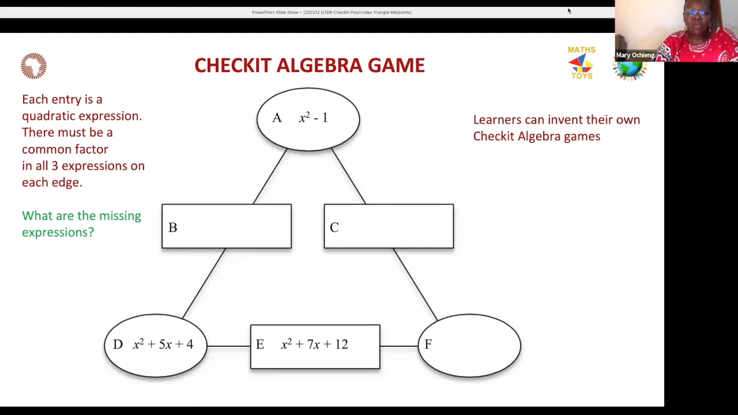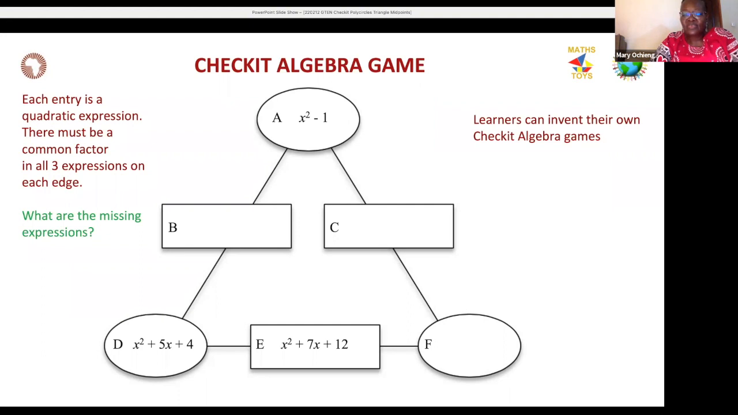What is a common factor of the expression x squared minus 1 and the expression x squared plus 5x plus 4? And for F, we already have E filled out. So then we need to think about what should be in F, and again, what should be in C. Put an expression in B, so there's a common factor between A, B, and D. And actually, there's more than one answer.